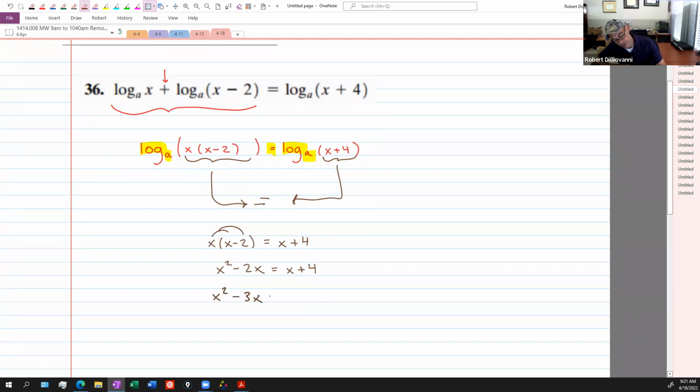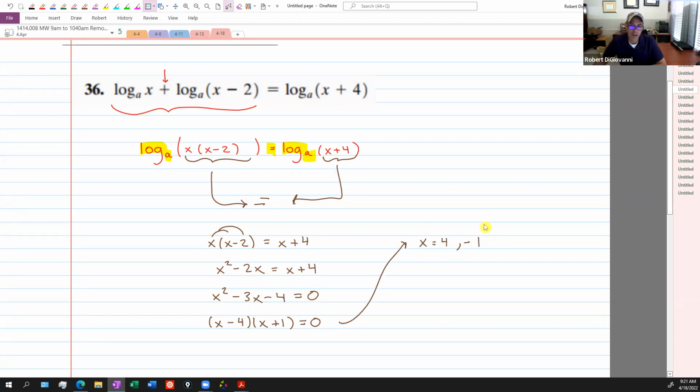Bring everything to one side. Everything to the left. That factors. I'm real happy this factors. I get two solutions. They are positive 4 and negative 1.